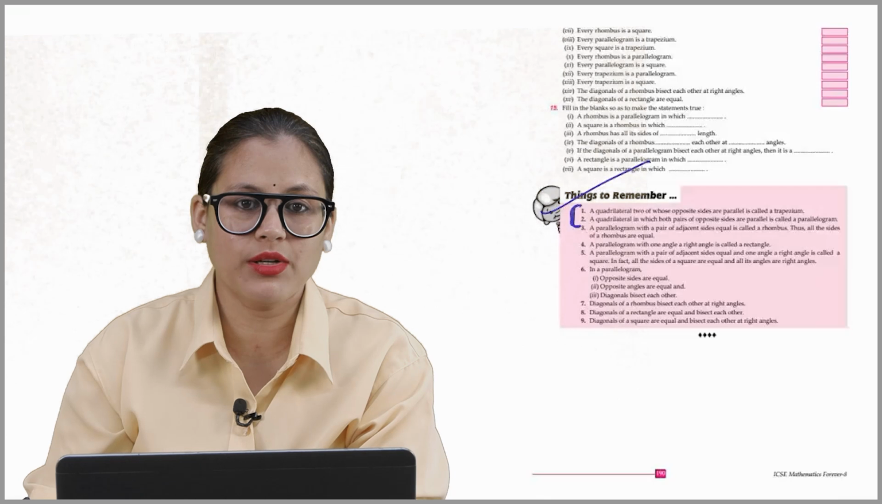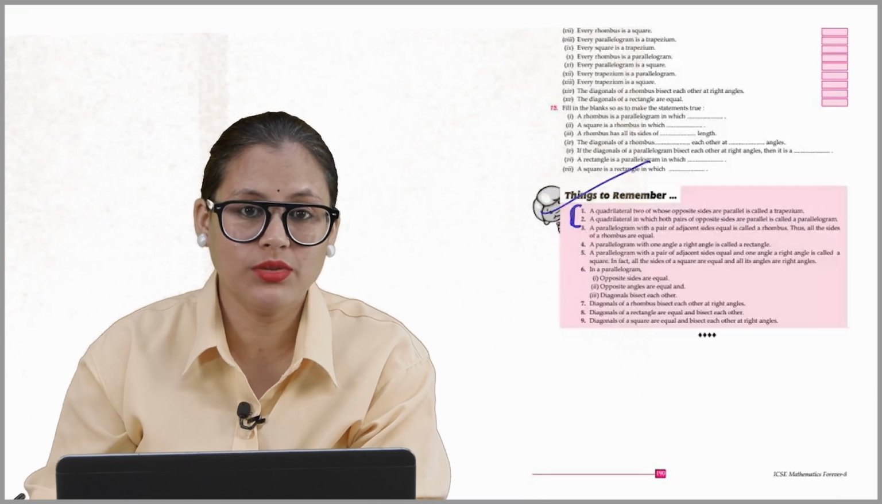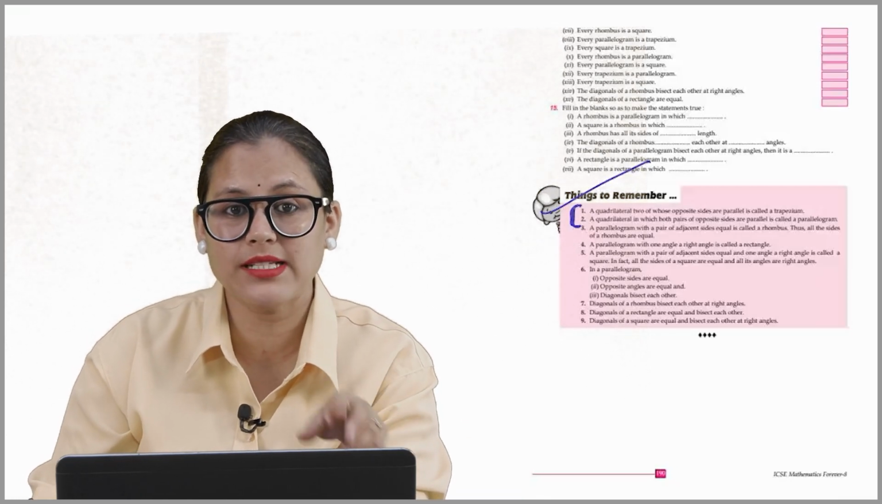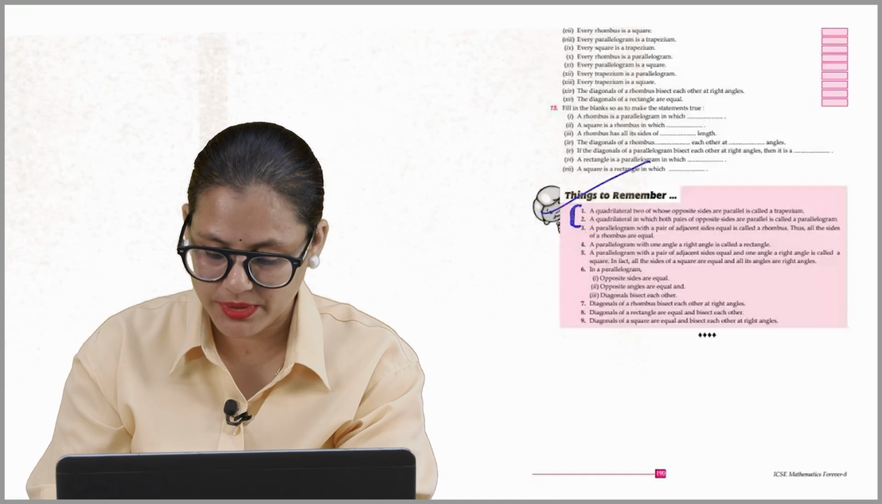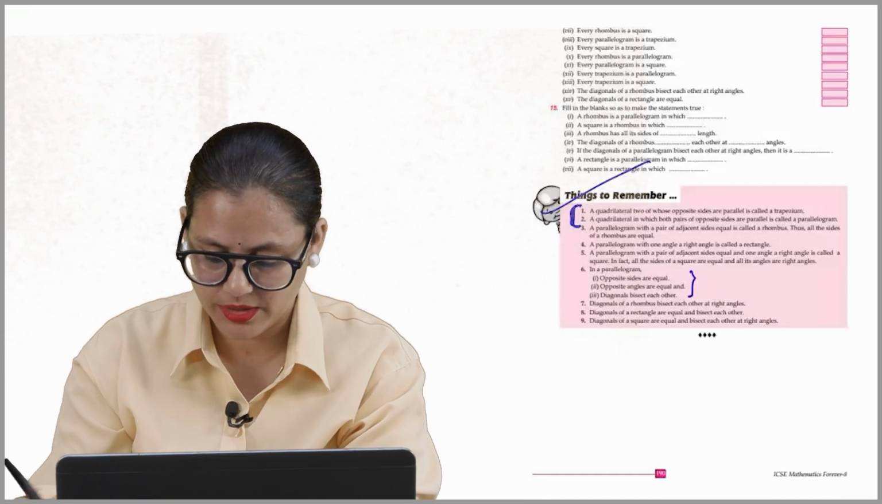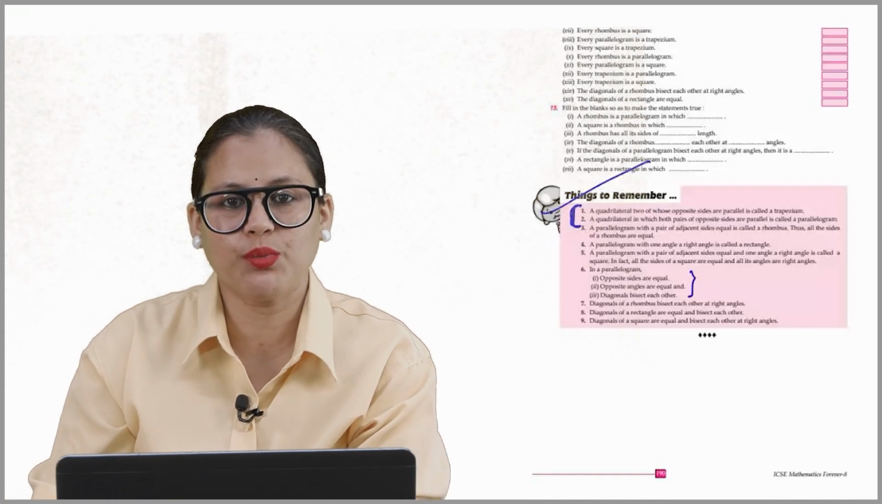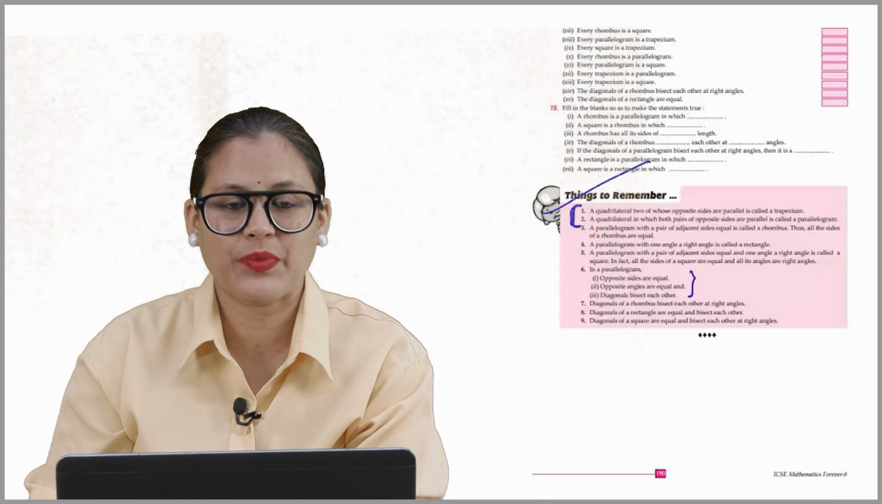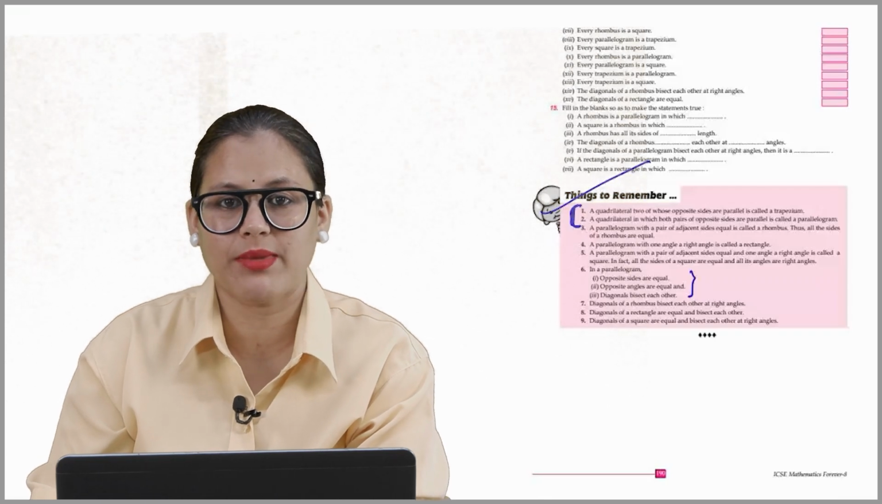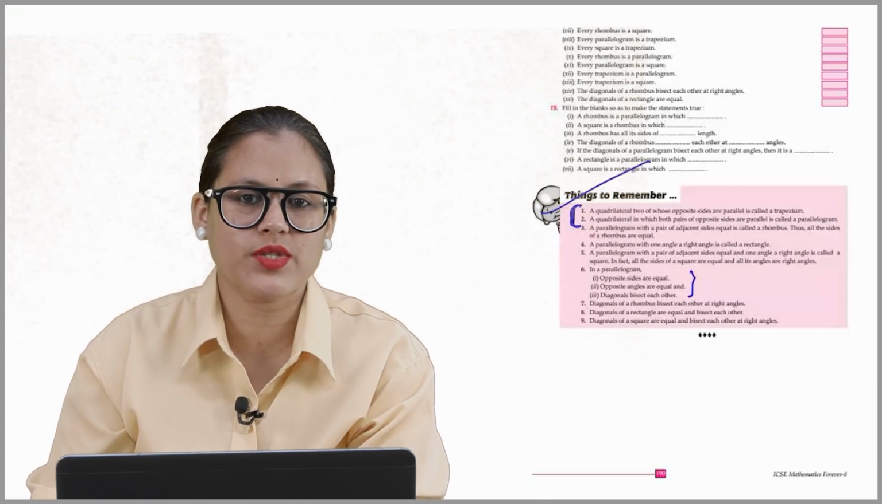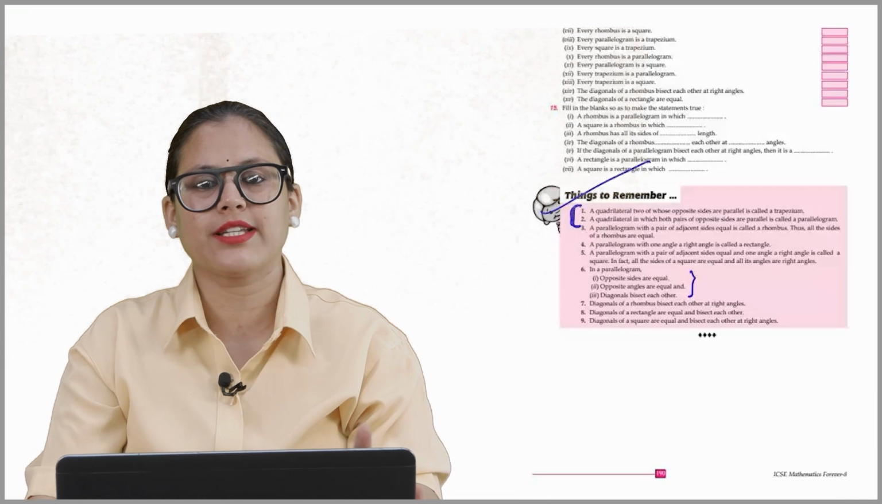6, in a parallelogram, opposite sides are equal, opposite angles are equal and diagonals bisect each other. Remember that these are the properties of a parallelogram. 7, diagonals of a rhombus bisect each other at right angles. 8, diagonals of a rectangle are equal and bisect each other. And 9, diagonals of a square are equal and bisect each other at right angles.